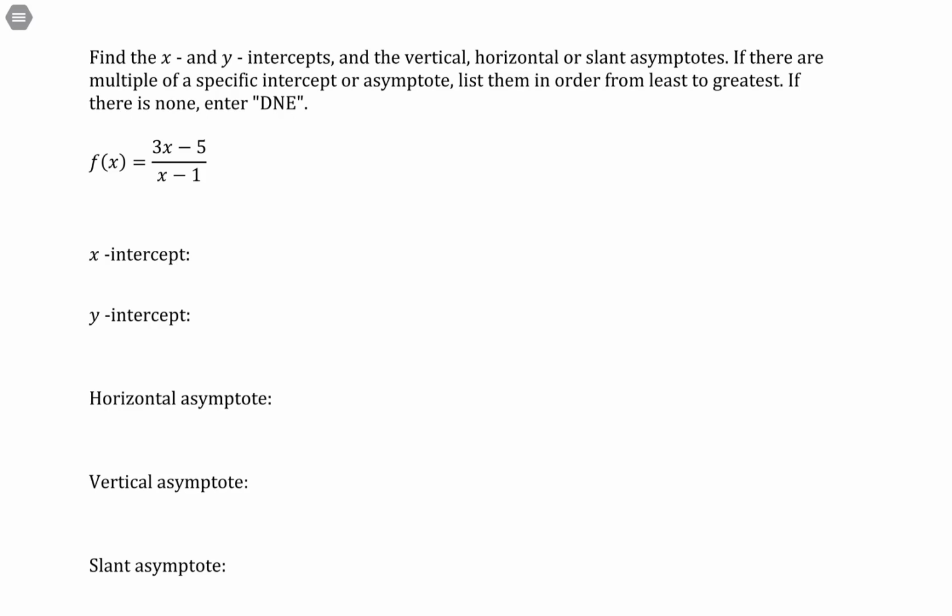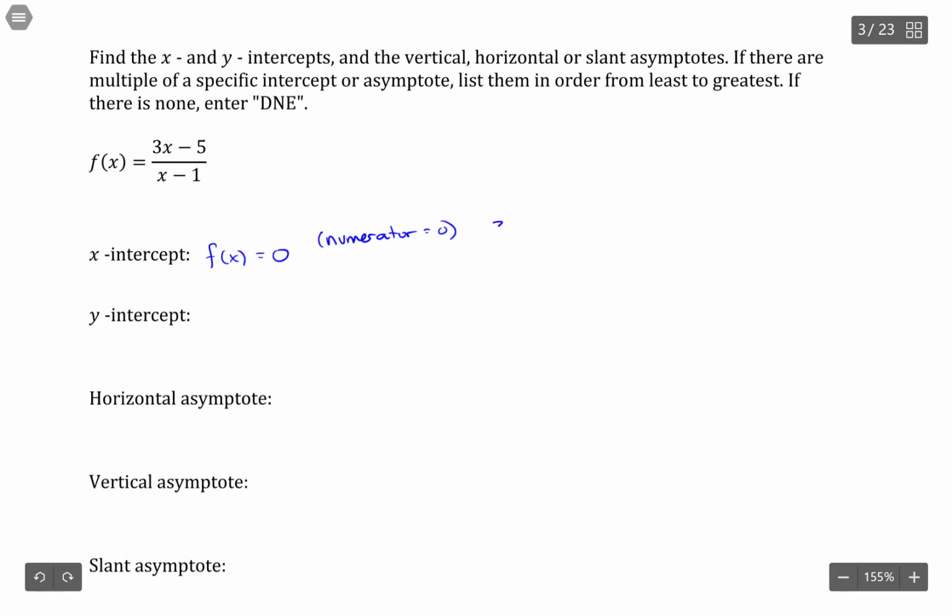Alright, so I have the function f of x equals (3x minus 5) over (x minus 1). The location of x-intercepts for any function happen whenever the function itself is equal to 0. And when it comes to rational functions, it's where the numerator is equal to 0. It's really just the numerator that we are concerned with. So we take 3x minus 5, set that to 0, and that gives me 3x equals 5, or x equals 5/3.